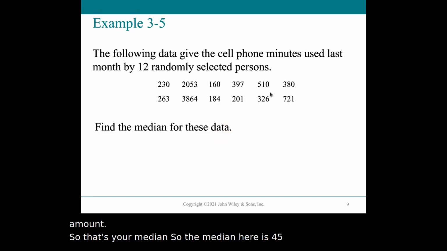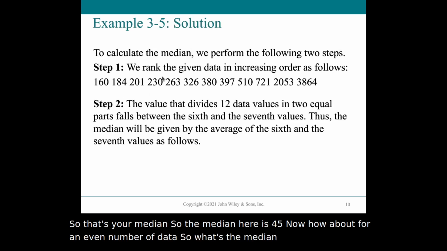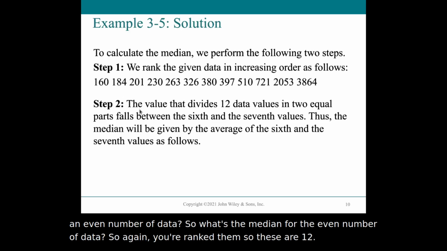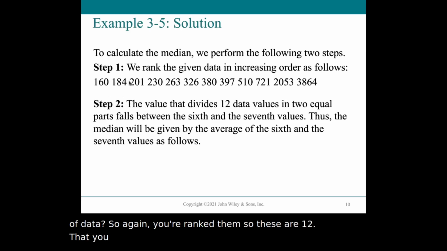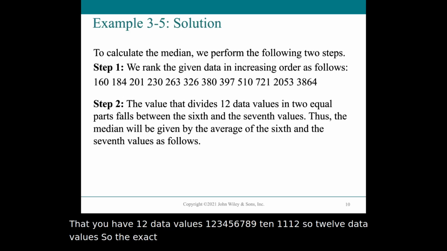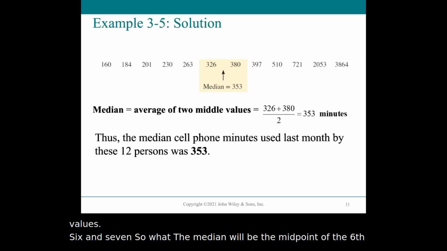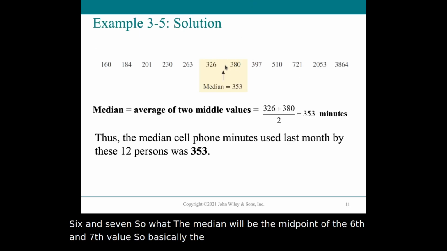Now, how about for an even number of data? What's the median for an even number of data? Again, you rank them. Here you have 12 data values: 1, 2, 3, 4, 5, 6, 7, 8, 9, 10, 11, 12. The exact midpoint of this one is between values 6 and 7. So the median will be the midpoint of the 6th and 7th value. Basically, the median is in the middle of these two.